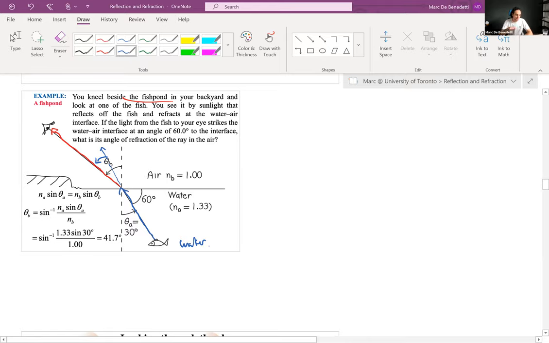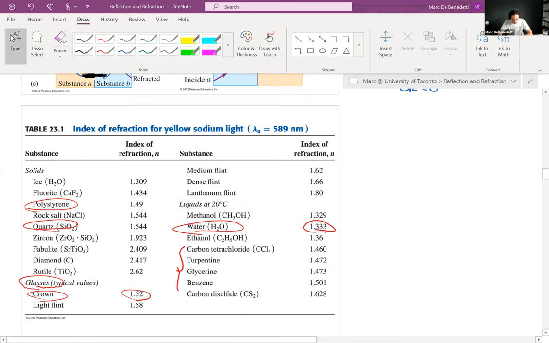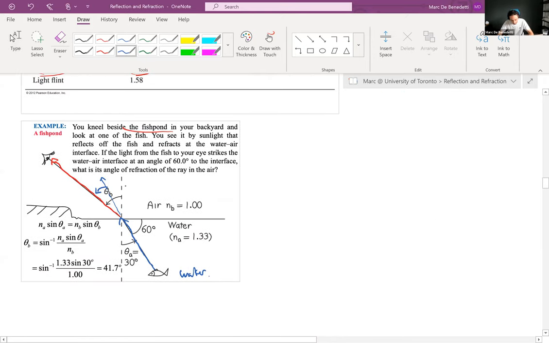Now, if you look at the previous slide, it's going from a large index of refraction to a small index of refraction. So the light ray should bend away from the normal. And that's what it does. The normal is the black dotted line here. So the light ray bends from here away to where the red line is, which is the real light ray.